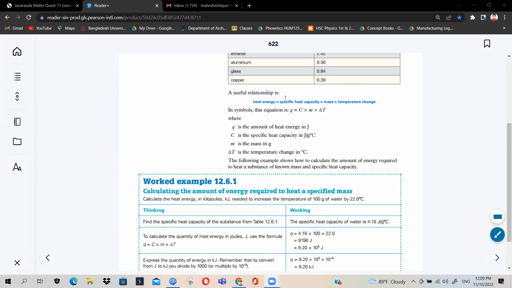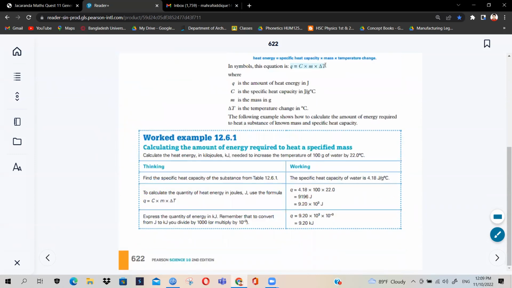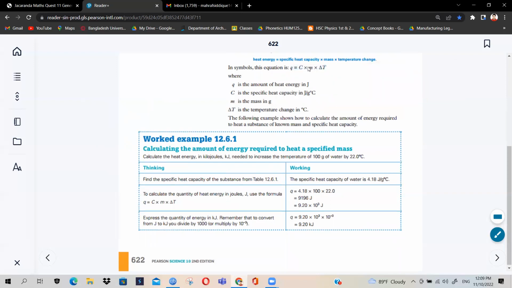All right. So this is the formula you will be using. Q equals C multiplied by M delta theta. M is the mass of that particular substance. Delta T is the difference in temperature, and C is the specific heat, which will obviously be given. You don't have to memorize it.